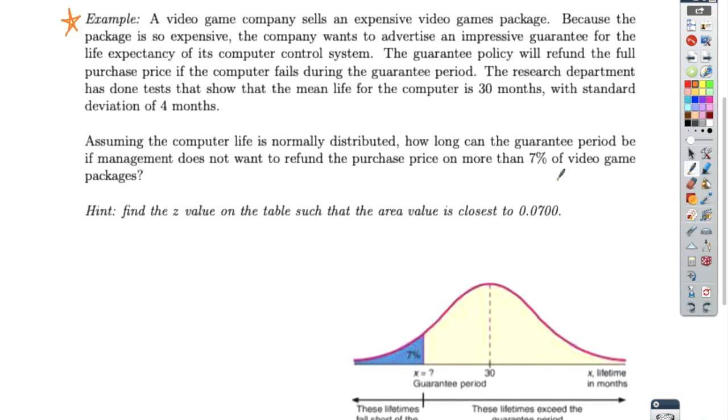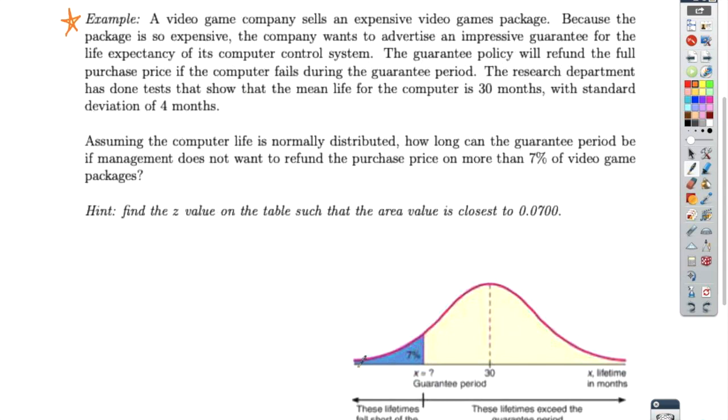Chapter 7 test. Okay, a video game company sells an expensive video games package. Because the package is so expensive, the company wants to advertise an impressive guarantee for the life expectancy of its computer control system. The guarantee policy will refund the full purchase price if the computer fails during the guarantee period. The research department has done tests that show that the mean life for the computer is 30 months, so average life for this computer is 30 months, with a standard deviation of 4 months.